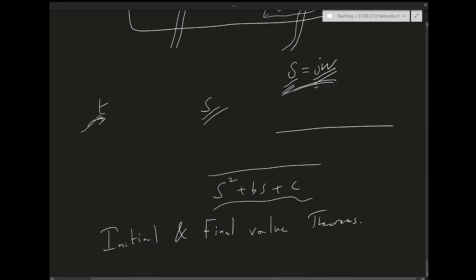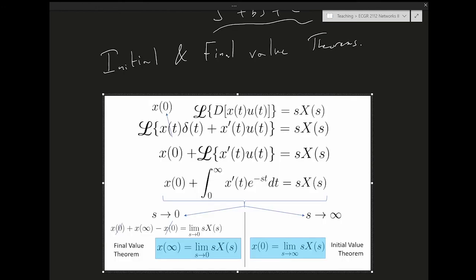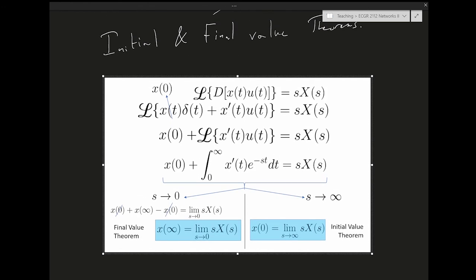Let me do this quickly. Those are not very hard theorems to prove. Let me demonstrate. So this is a derivation and a presentation of the final value and initial value theorems, two very important theorems in Laplace theory. They allow us, using the Laplace transform of a signal, to determine what the final value of the signal is and what the initial value is.